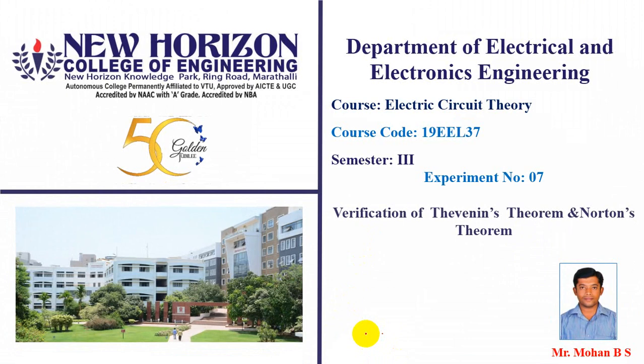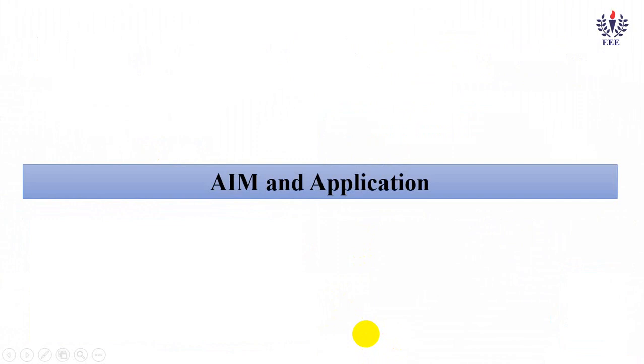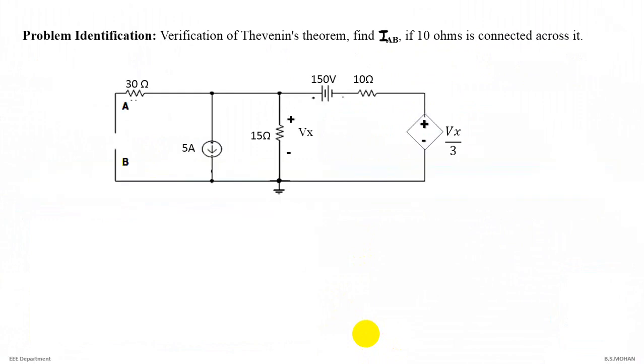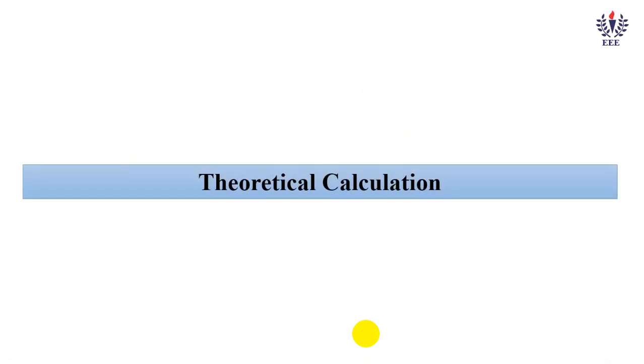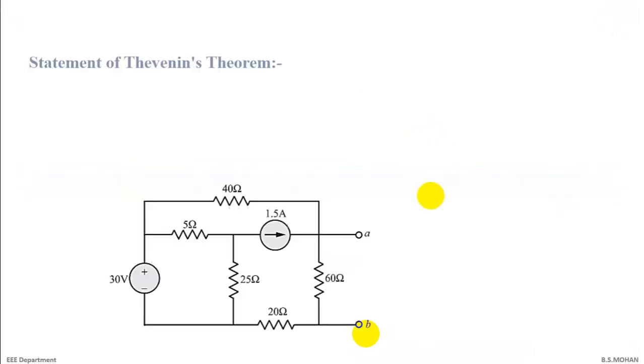See first verification of the theorem, followed by Norton theorem. Aim and its application. So the aim here is to verify Thevenin theorem for the given circuit and find the current through the 10 ohm if connected across AB. So let's see the theoretical calculations.